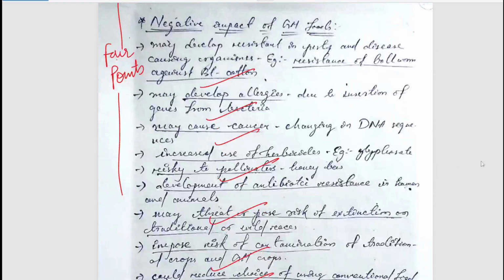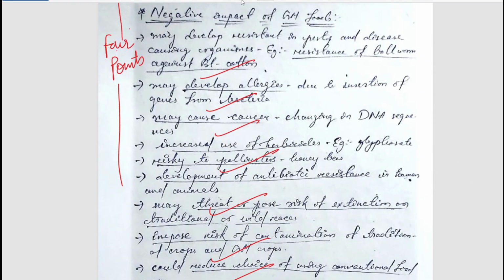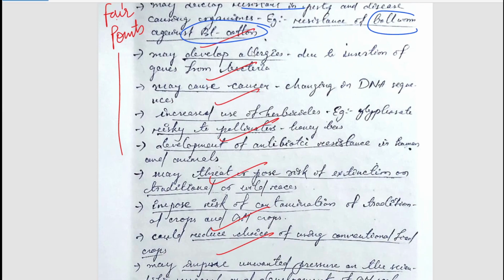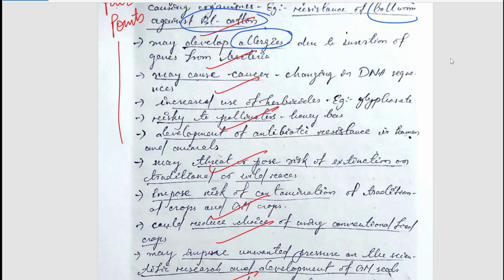So what are the negatives of GM foods? Obviously, many times what happens is resistance in pests develops, such as bollworm resistance against BT cotton, which is seen in some cases. Development of allergies, obviously, may cause cancer, due to some mutational changes. Here, instead of cancer, you should first write what mutational changes, and in example, you should write cancer.